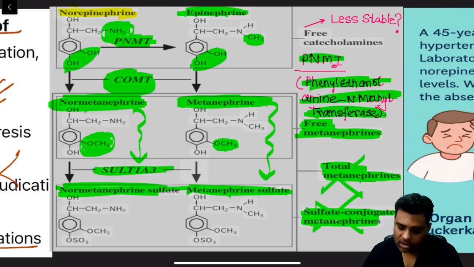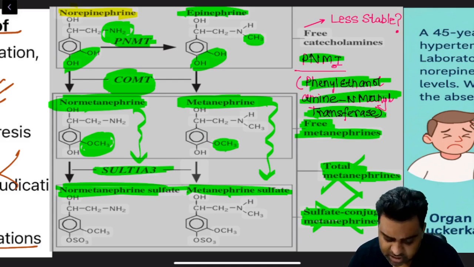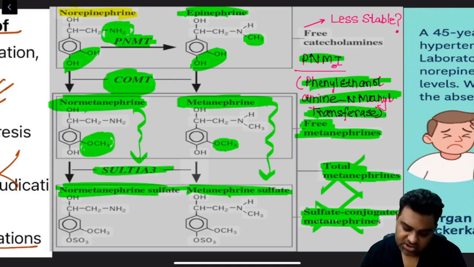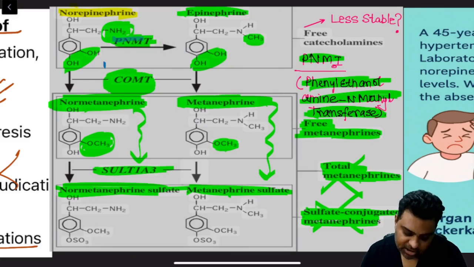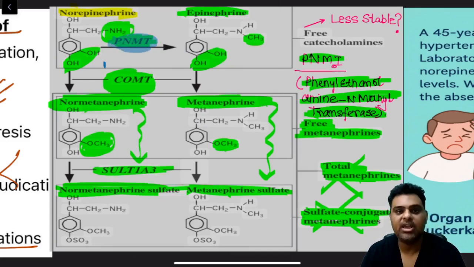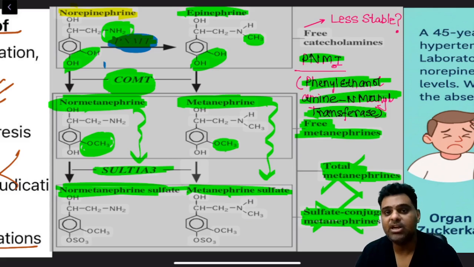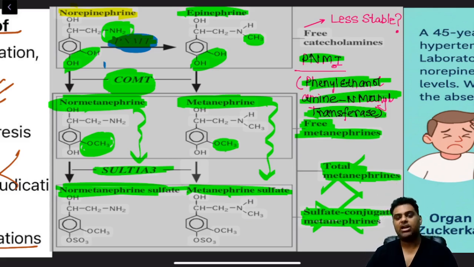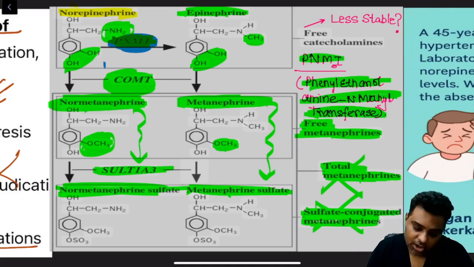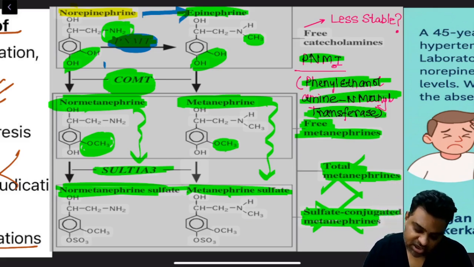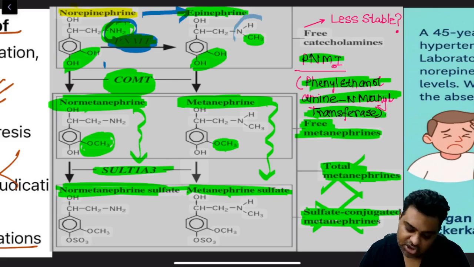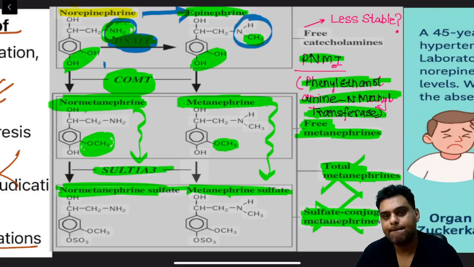Now, one thing that I want to explain: you have just seen a very important enzyme, that is PNMT. What is PNMT? PNMT is phenylethanolamine N-methyltransferase. What it does is convert norepinephrine into epinephrine. How does it do it? It just gives a methyl group to the NH2 of the norepinephrine.